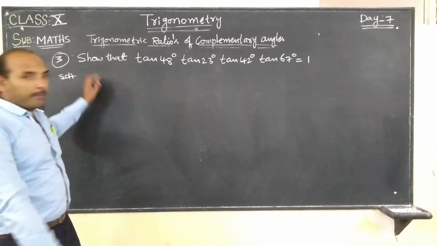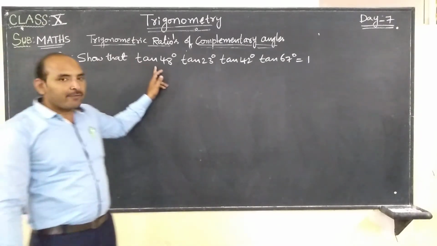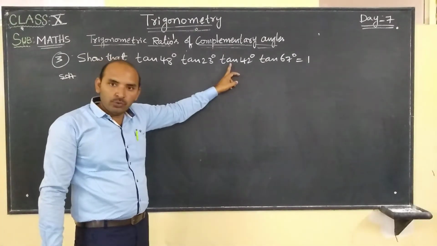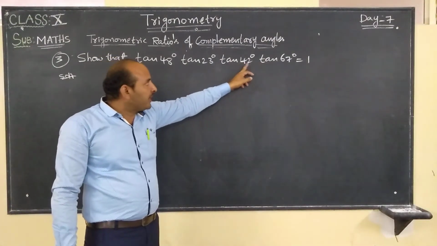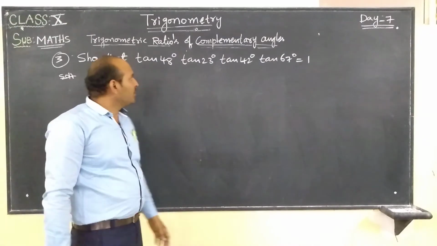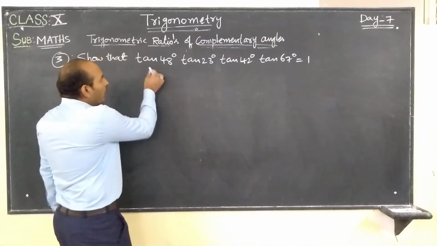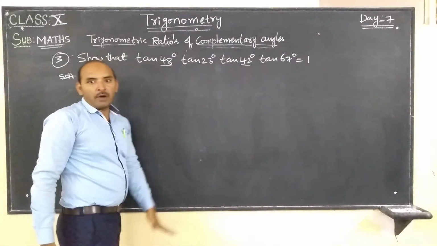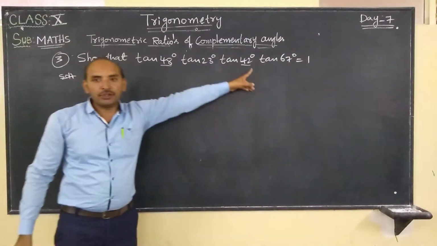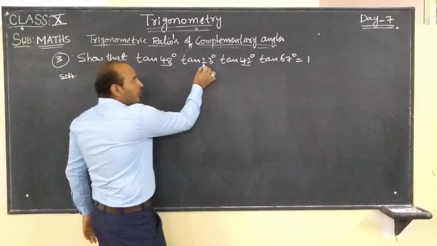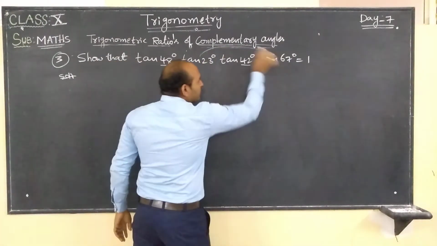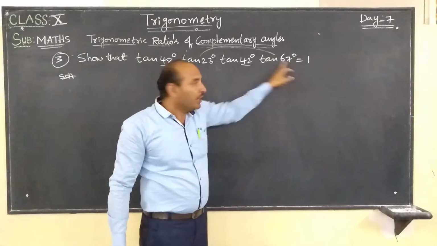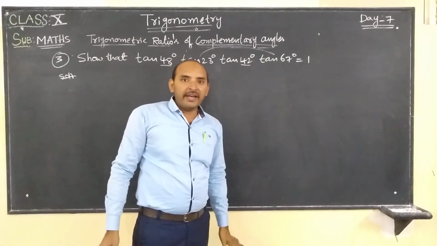Next, move on to problem number 3. Show that tan 48 degrees into tan 23 degrees into tan 42 degrees into tan 67 degrees. Observe clearly, 48 and 42: these two are complementary angles, 48 and 42 make 90 degrees. Now 23 and 67: 23 degrees plus 67 degrees, these two are also complementary angles.